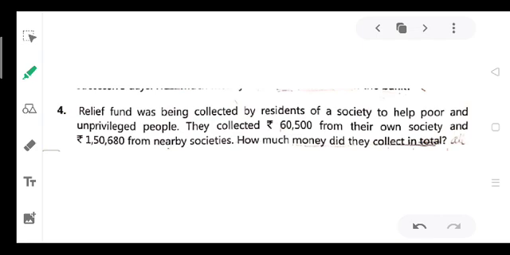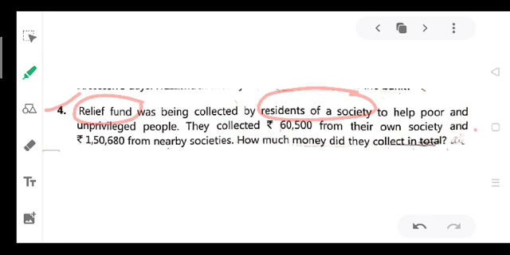Question number 4. Relief fund was being collected by residents of a society to help poor and unprivileged people. Relief fund means some money to help the people were collected by the residents of a society. जो society में people रहते थे, they have collected some relief fund poor people के लिए and unprivileged people, the needy peoples, they have collected money.